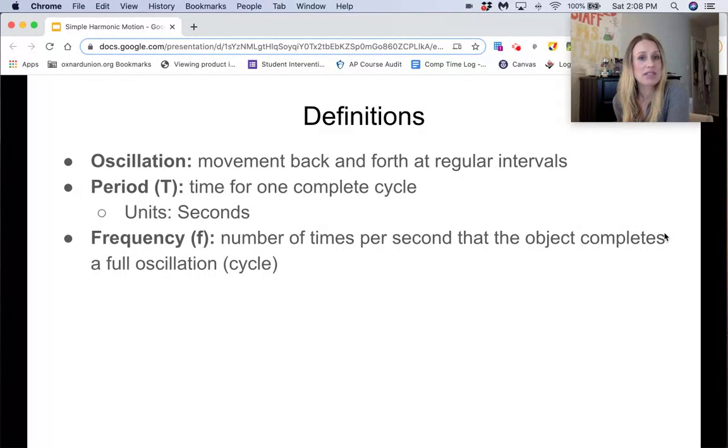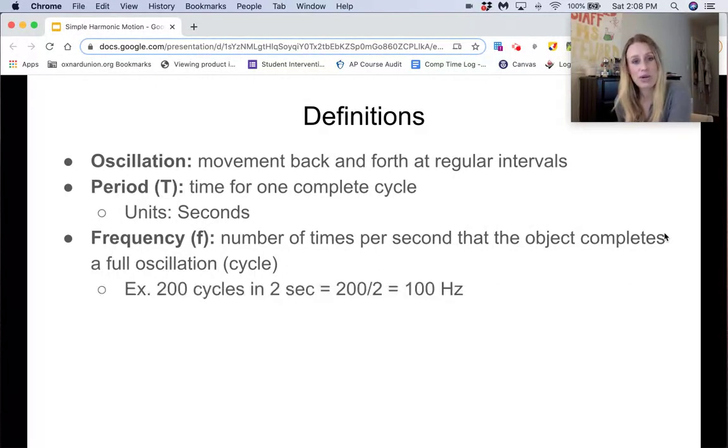And then we have this term called frequency, which is denoted by a lowercase f, and this is the number of times per second that the object completes a full oscillation or a full cycle. An example of this would be 200 cycles in 2 seconds. We would divide that 200 cycles by 2 seconds and get a frequency of 100 hertz. So something that is very frequent is going to have a higher frequency than something that is not as frequent, which will have a lower frequency.